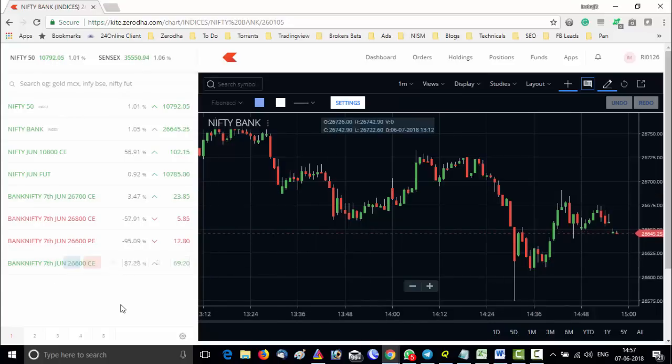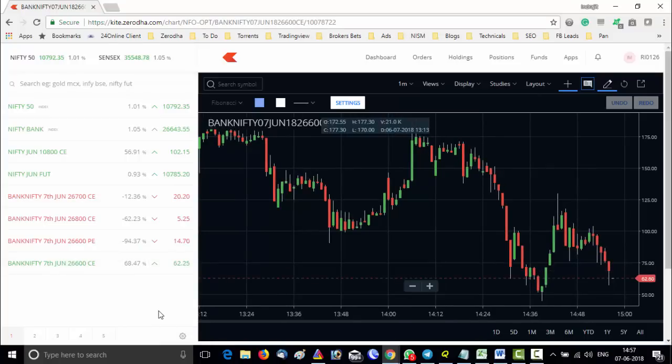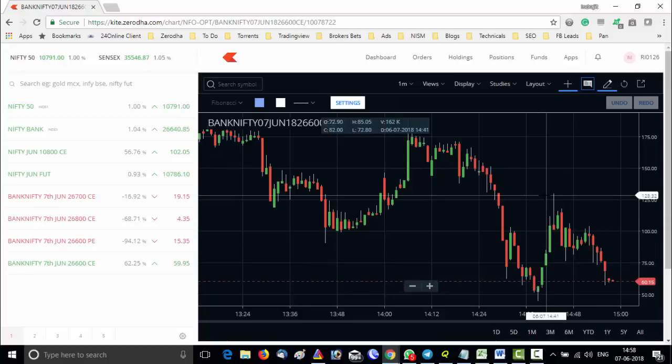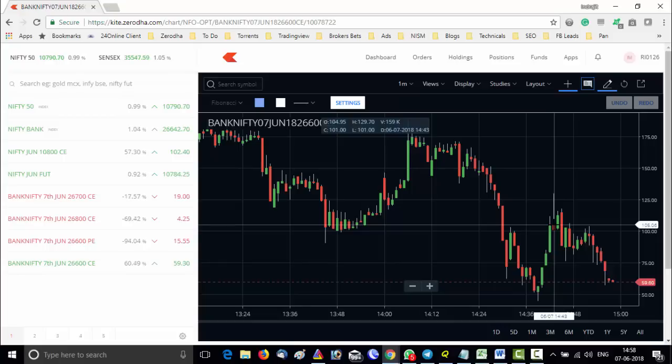Now let us see what was there for the option buyers. If you have bought the 26,600 call option, we can see the call option has made a low around 45, and from 45 it has made a high of 128. You can see at 14:40 bar it has made a low of 45 when Bank Nifty was well below the 26,600 mark, and from there, from 45 rupees, the high was 125 rupees in the next 1, 2, 3, 4, 5 minutes only. So this is the power of expiry day trading.